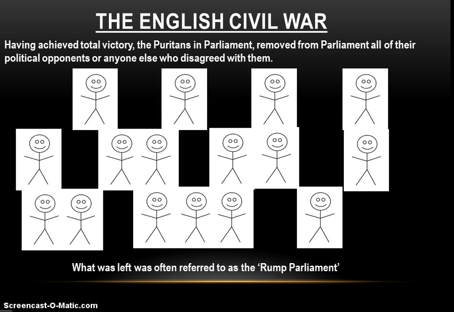I'm being sarcastic there, of course, and what was left over here was often referred to as the Rump Parliament, because a rump roast is what's left after you've cut off all the other good parts of the meat from a side of beef. The rump roast is what's left, and so everything else has been cut off. They called it the Rump Parliament.